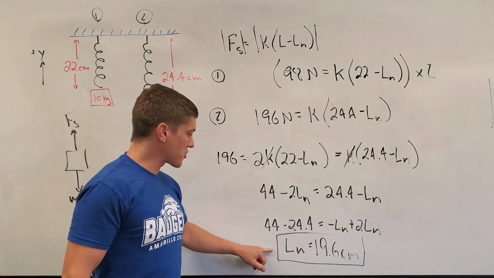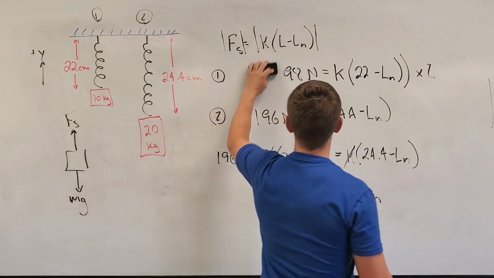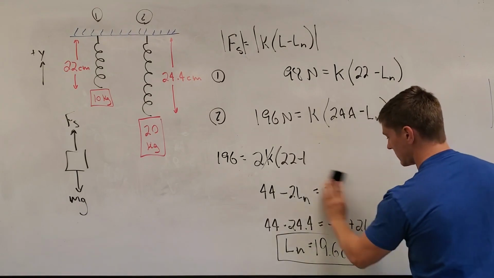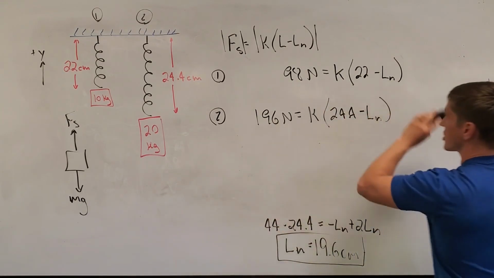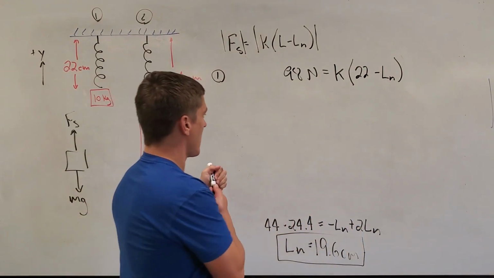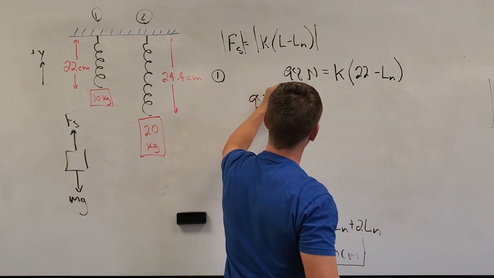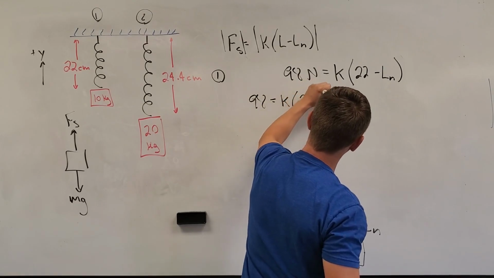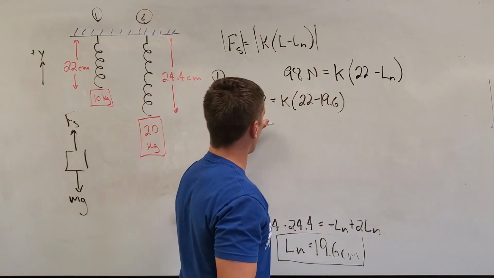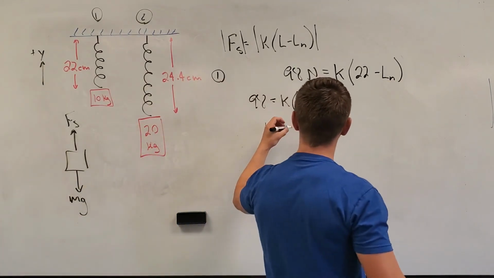Now that I know my natural length is 19.6 centimeters, it doesn't matter which equation we go back to. We can go back to equation 1, or we can go back to equation 2. So let's just go back to equation 1, and we just plug in that natural length value that we know, and now we can solve for our spring constant k. So 98 newtons is going to be equal to k times 22 minus 19.6. So now I know everything in this equation. 22 minus 19.6, I divide that on both sides, and I get that my spring constant is 40.8 newtons per centimeter.